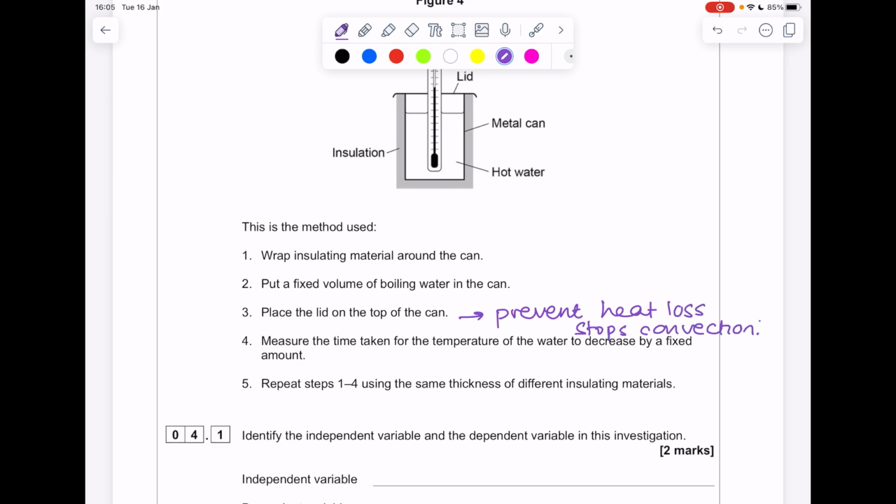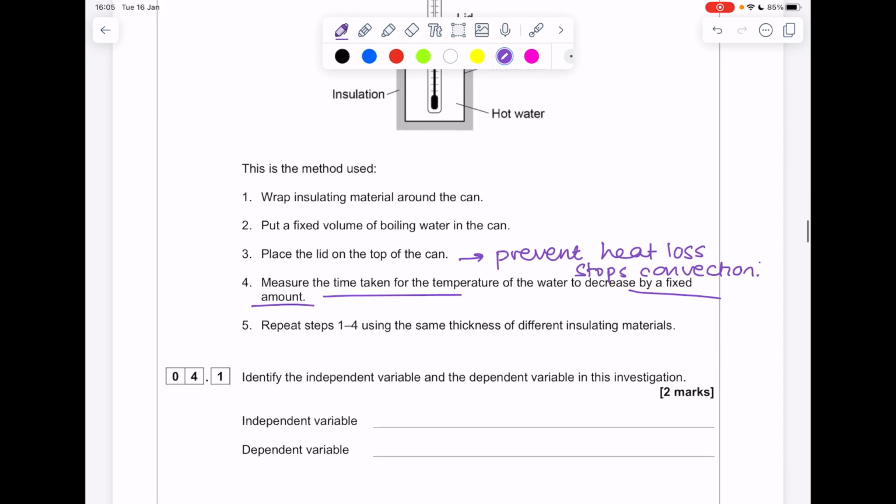Measure the time taken for the temperature of the water to decrease by a fixed amount. Repeat steps 1 to 4 using the same thickness of different insulating materials. So we've got a good control variable because it's the same thickness. We're changing our type of material, which means that's our independent variable. And we're measuring the time taken, which therefore is the dependent variable.